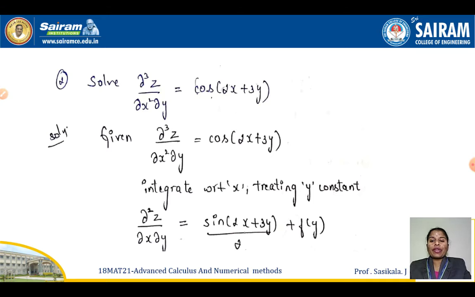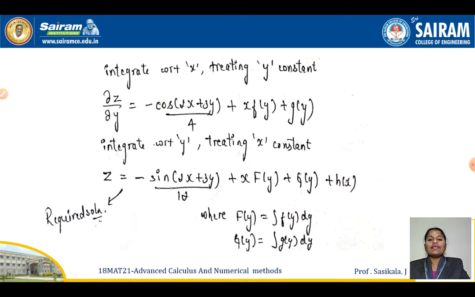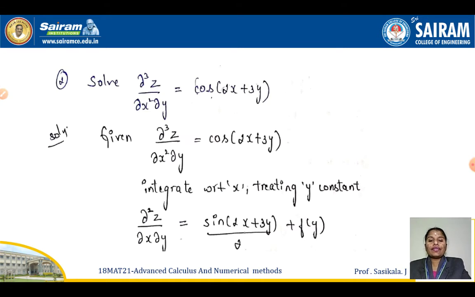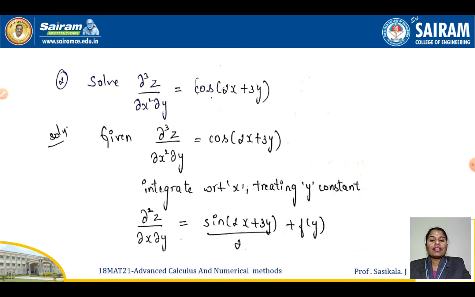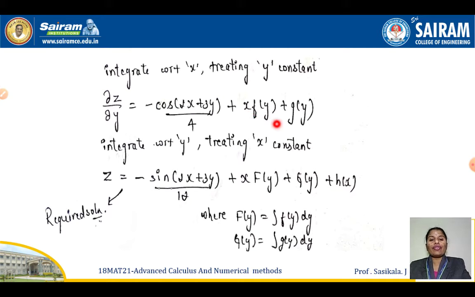Again, one more time integrate with respect to x, treating y as a constant. So I'll get ∂z/∂y equal to minus cos(2x+3y), divided by 2 again, so it will be 4 in total, since you already have 2, plus f(y) is a constant, so x alone comes: x·f(y), plus an additional constant g(y).